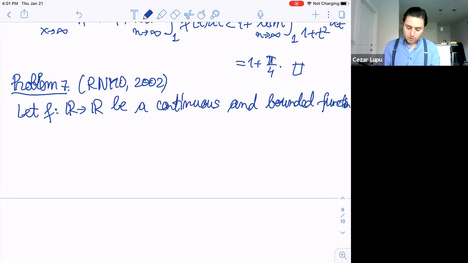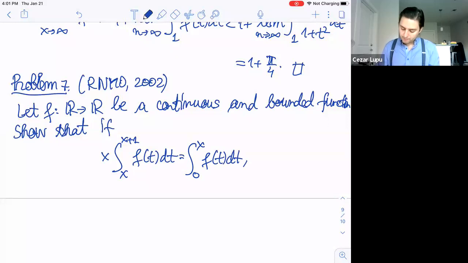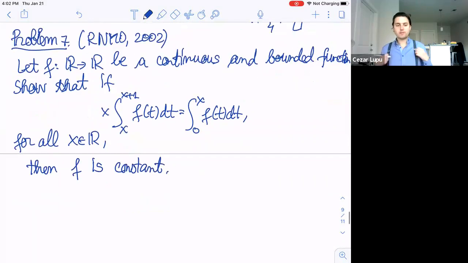Show that if the following condition holds: x times the integral from x to x plus 1 of f of t dt equals the integral from 0 to x of f of t dt for all x in R, then f is constant. So that's the problem. It's a very nice problem.